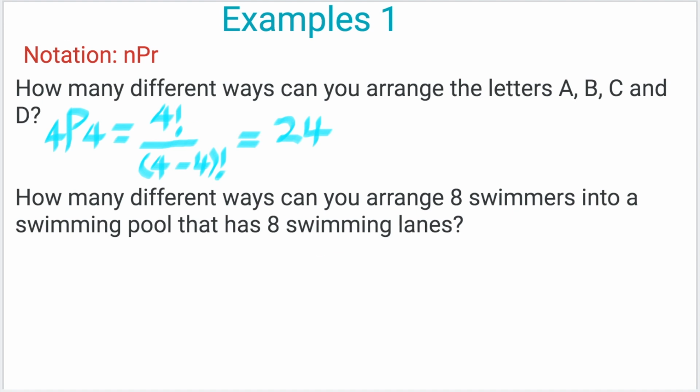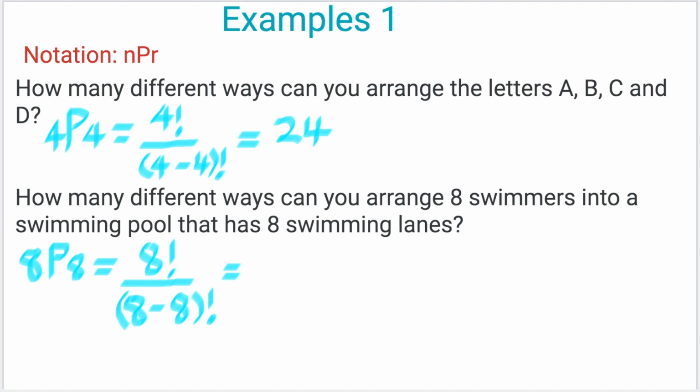So the notation is going to be 8 permutes 8, which is equal to 8 factorial divided by (8 minus 8) factorial. 8 factorial means that we're going to multiply 8 times 7 times 6 times 5 times 4 times 3 times 2 times 1, and then divide by 0 factorial. 0 factorial equals 1. So using your calculator, 8 factorial is equal to 40,320. These are all the different ways you can arrange 8 swimmers into a swimming pool.